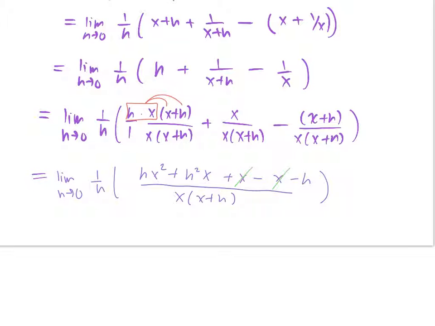And now can everybody divide by h? In the numerator, that is? Yeah, so this becomes limit h goes to 0. And the numerator is x squared. Is that right? Plus xh minus 1 over x times x plus h. Oh, it is right, okay.